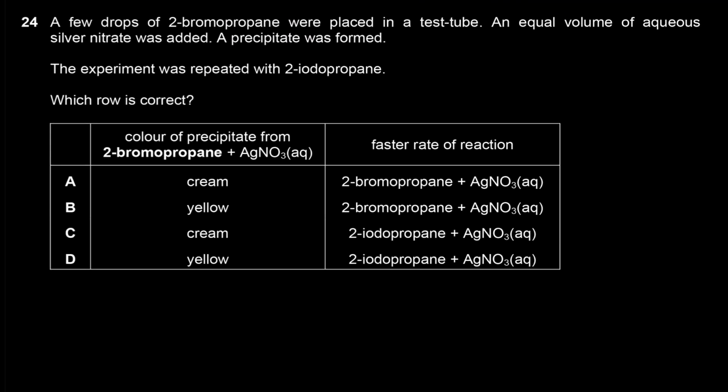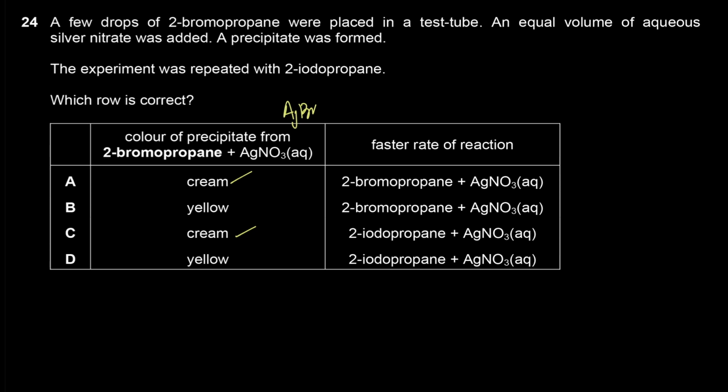A few drops of 2-bromopropane were placed in a test tube. An equal volume of aqueous silver nitrate was added. A precipitate was formed. The experiment was repeated with 2-iodopropane. Which row is correct? So what's the color of the precipitate when silver nitrate reacts with bromopropane? Do you get a yellow precipitate or a cream precipitate? Silver bromide is the precipitate, and silver bromide is a cream precipitate. Yellow would be silver iodide.